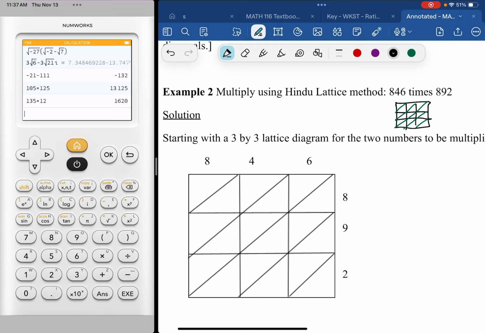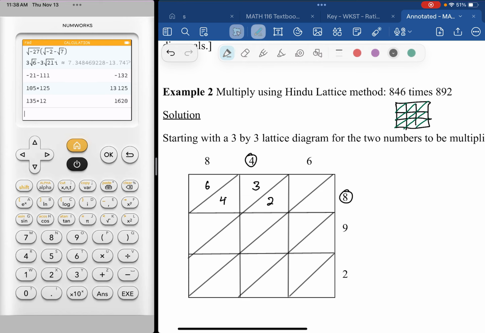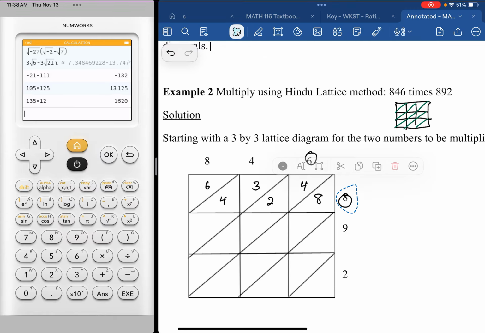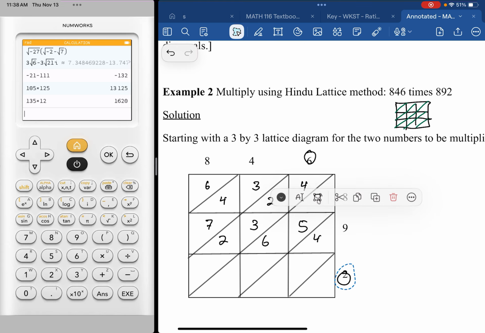So working from left to right against the 8, 8 times 8 is 64. 4 times 8 is 32. 6 times 8 is 48. Move it down the line. This goes down here. Then start over again. 8 times 9 is 72. 4 times 9 is 36. 6 times 9 is 54. Move it on down the line.